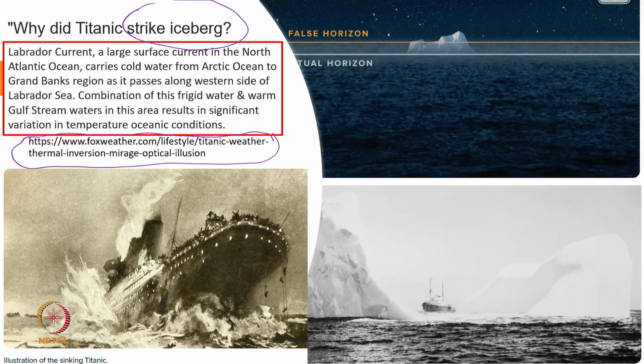But now, what is really happening because of the atmosphere has been shown there. They have expressed that the Labrador current, which I mentioned in the previous slide, is basically a large surface current in the North Atlantic Ocean. This current comes from the Atlantic Ocean. It carries really cold water from the Arctic Ocean to the Grand Bank region. That is how all the regions are connected, as shown in the previous slide, and then it passes through the western side of the Labrador Sea.